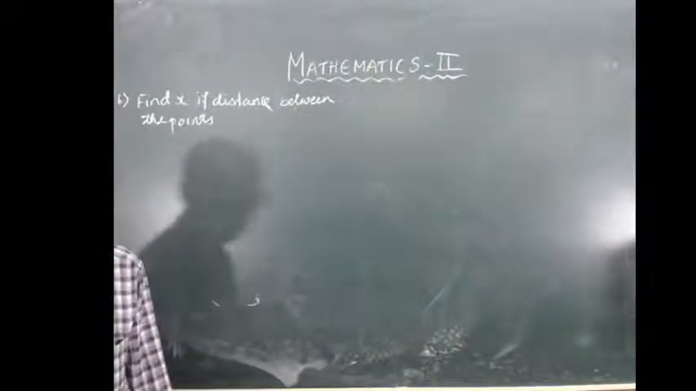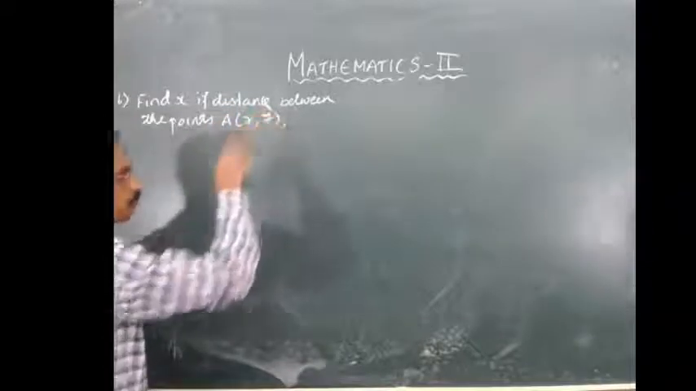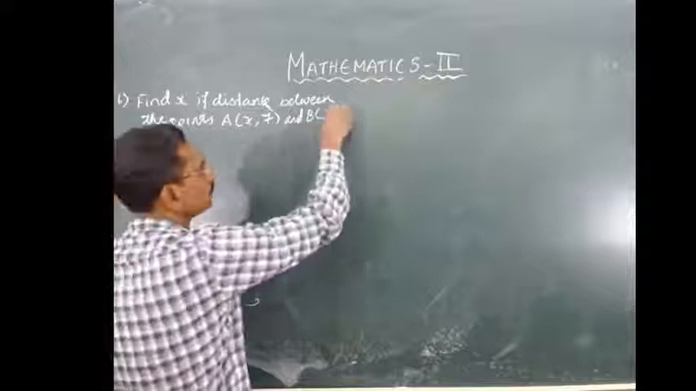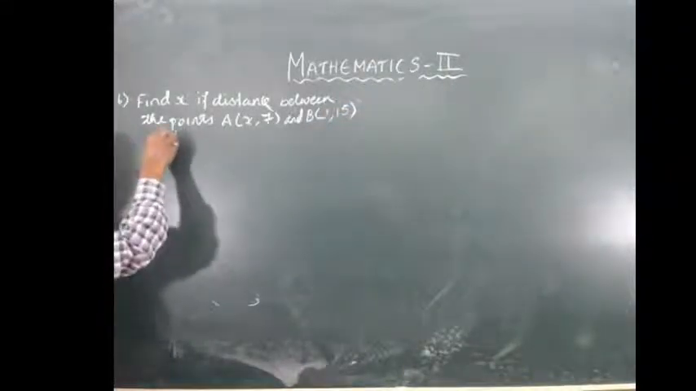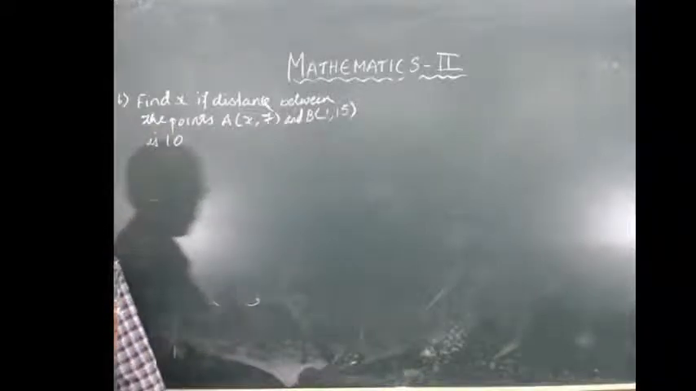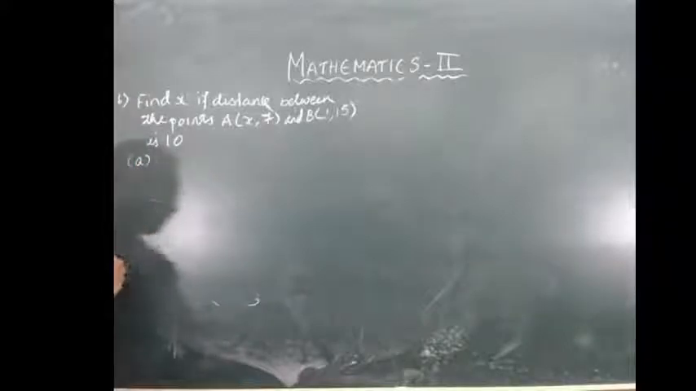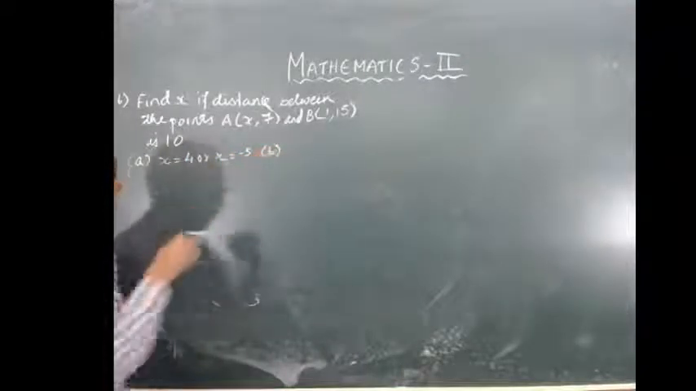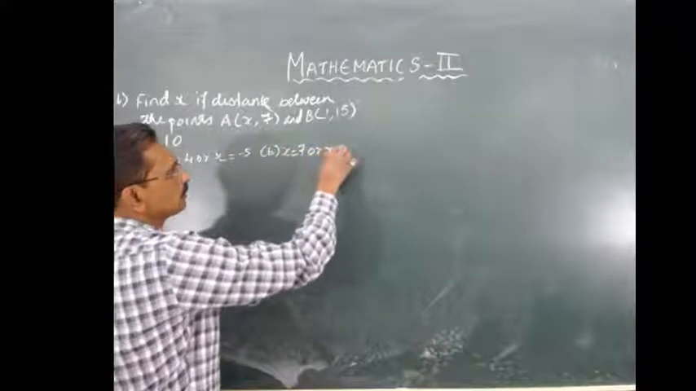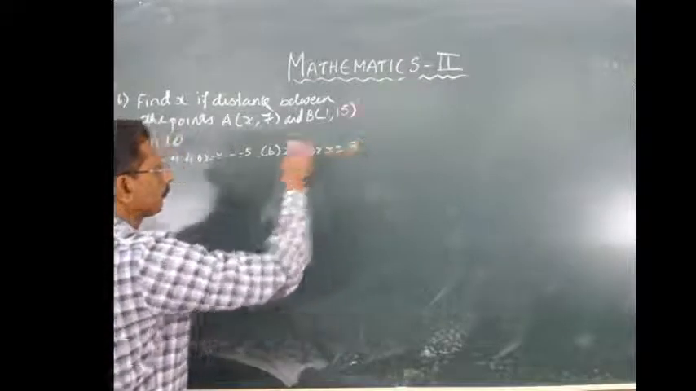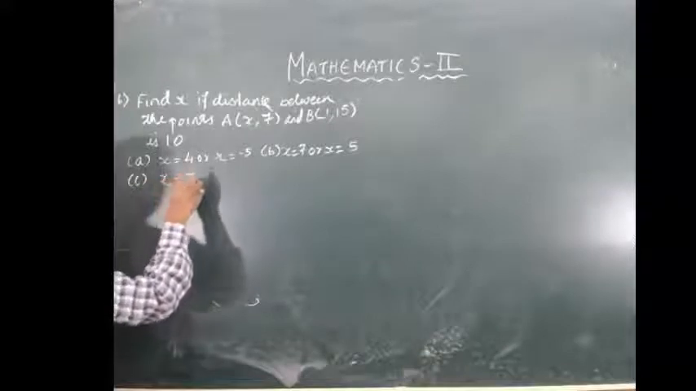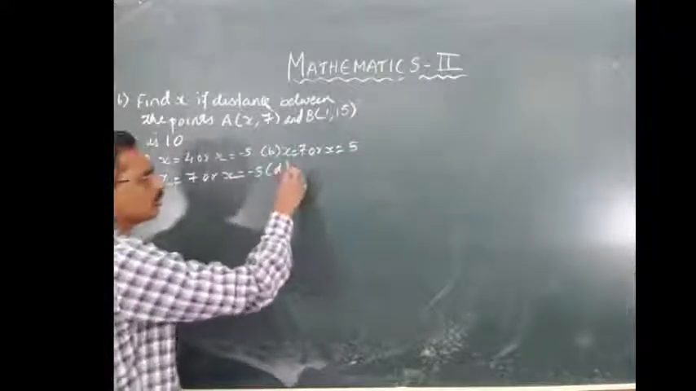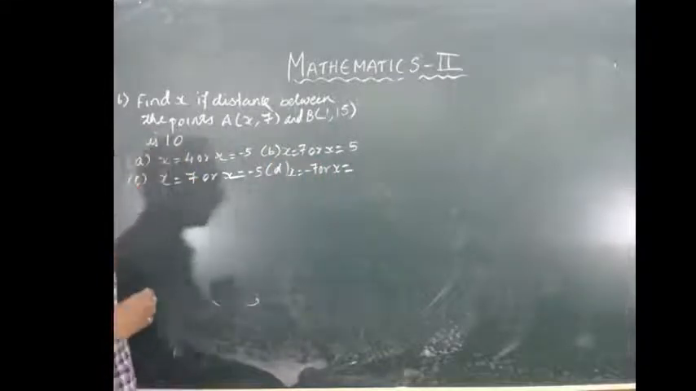If the distance between the points A (x, 7) and B (1, 15) is 10. Here let us find our option. Our options are: first option, x is equal to 4 or x is equal to minus 5. Option B, x is equal to 7 or x is equal to 5. Option C, x is equal to 7 or x is equal to minus 5. D, x is equal to minus 7 or x is equal to minus 5.